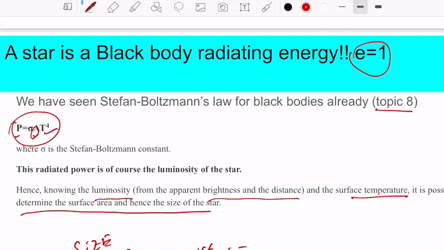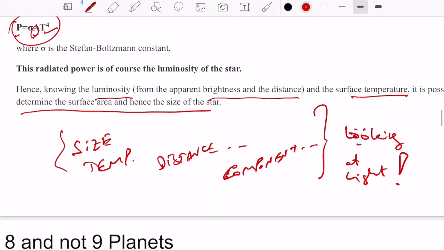we know the atomic structure, that means the components. Everything we know from a star just by looking at light. This is amazing, how we can use laws to understand things that we can't even touch, or we can't even reach, not even close to it.